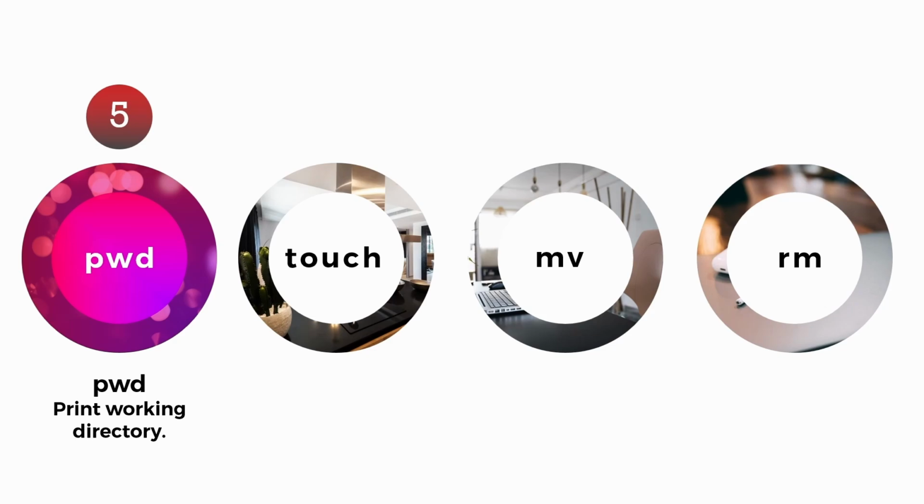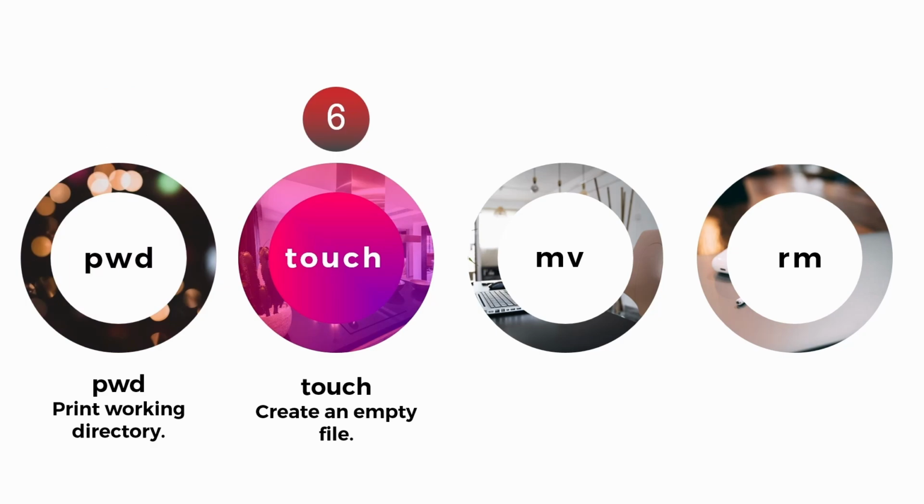Next one, we have pwd. pwd stands for print working directory. It is the command in Linux that prints the full path of the current working directory. When you run the pwd command, it prints the absolute path of the current working directory, which is the directory you are currently in. Next one, we have the touch command. The touch command can create a new file with a specified name or update the modification and access times of an existing file. So you just have to write touch and provide the file name. For example, touch test.txt. So this is how you can create an empty file in Linux.